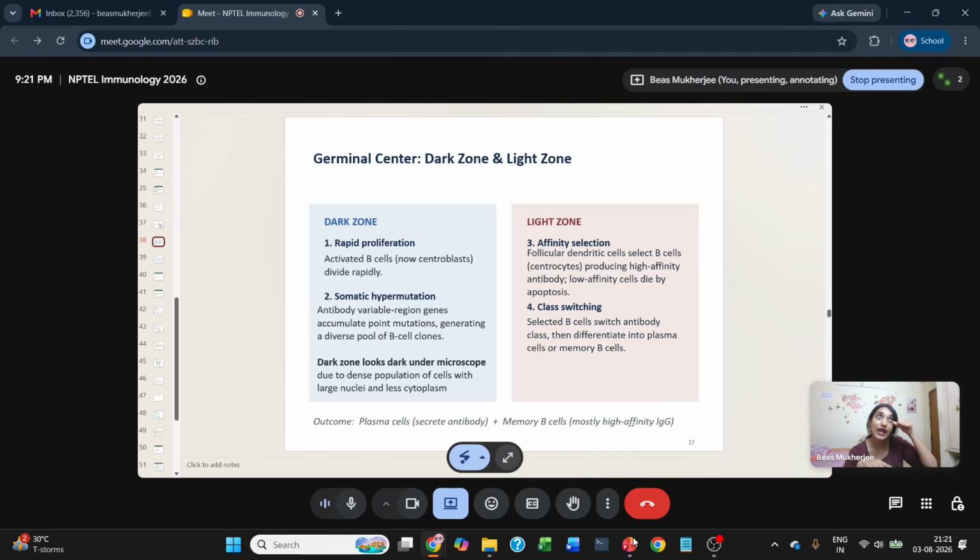Okay, coming to the light zone. Now in the light zone, affinity selection happens.